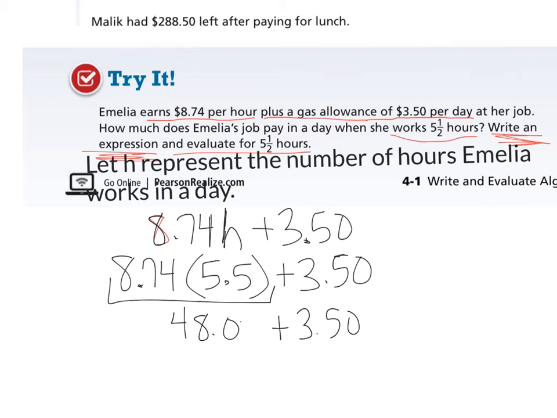$48.07. Okay. So we got $48.07 is what she's going to make for her 5.5 hours working, plus the $3.50 gas allowance. Brings her total to $51.57. Good. Okay, so for that day she would earn $51.57 before taxes and Social Security and all that stuff gets taken out.